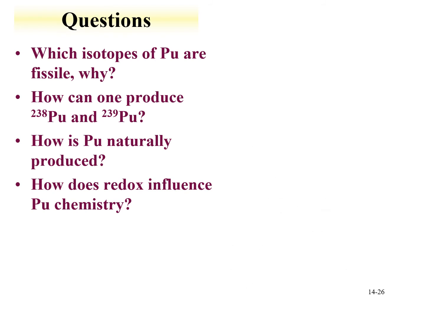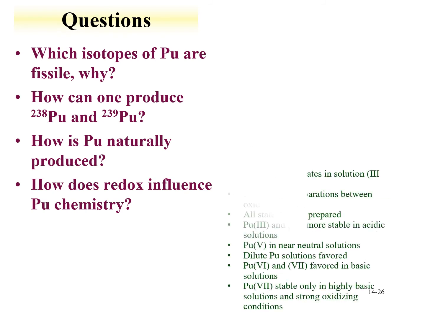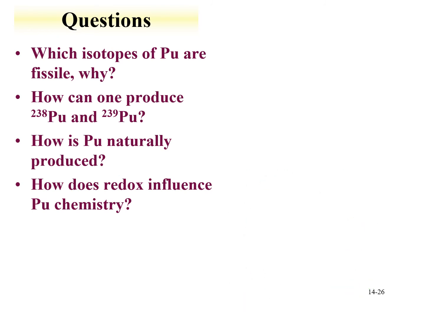And then how does redox chemistry influence plutonium? Well, you have oxidation states in solution from 3 to 7. 7 is a little bit tough to make, but it can be observed. And there's small energy gaps between the different oxidation states. So that means that they can exist at the same time. So all states can be prepared, and in many solutions they can be together at the same time.